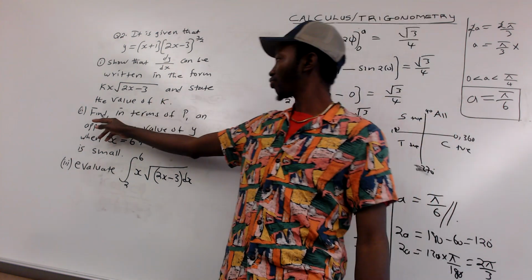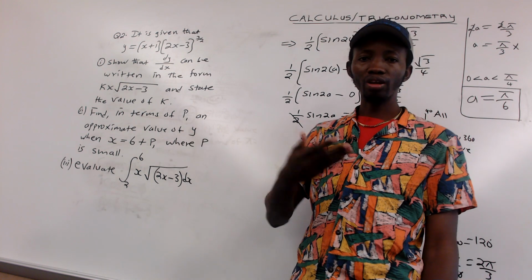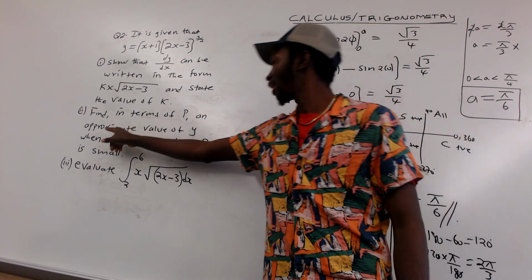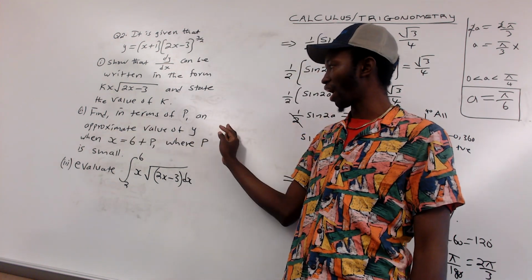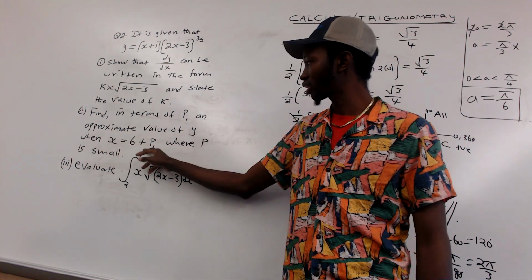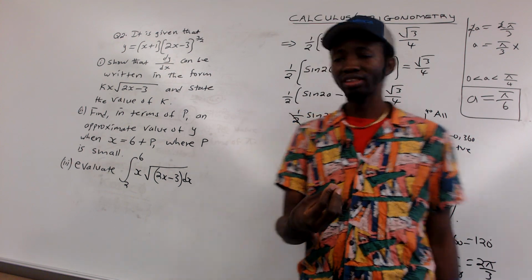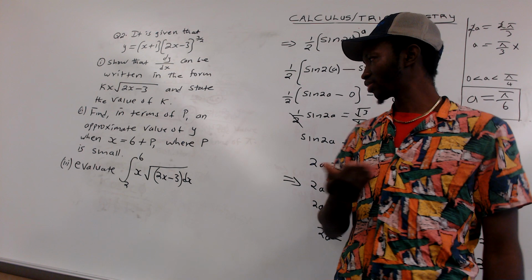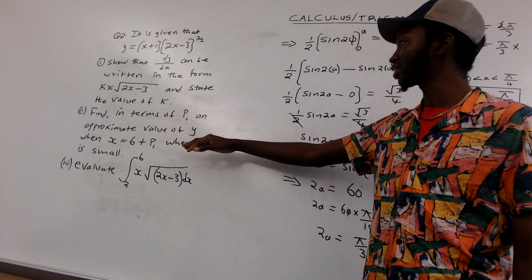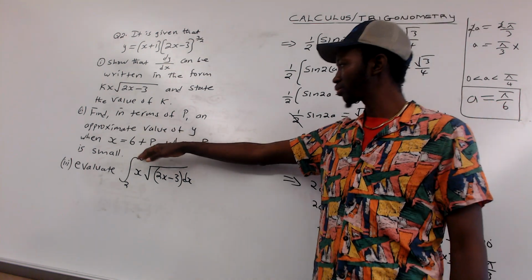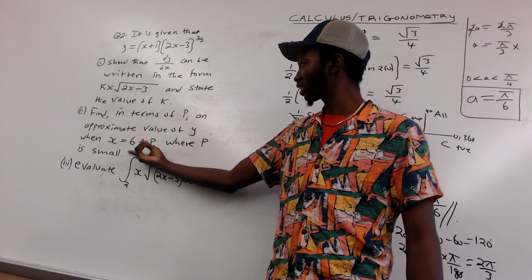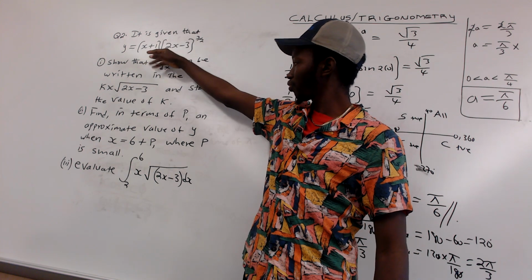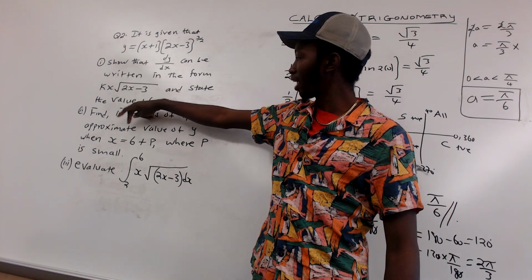And the second part is find, in terms of p, an approximate value of y when x equals 6 plus p. So in this case, the value of x is given as 6 plus p. But most people try to misinterpret this second part. When they say x equals 6 plus p, they might tend to take this 6 plus p and slot it here to find the value of y. We are required to find the approximate value of y.